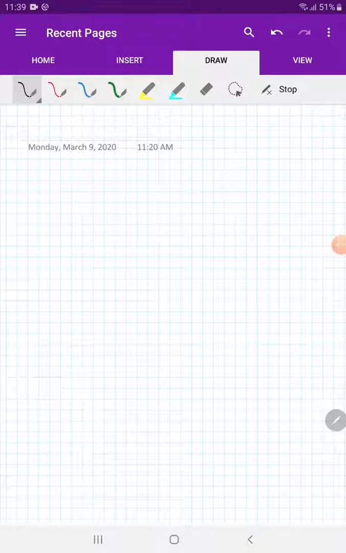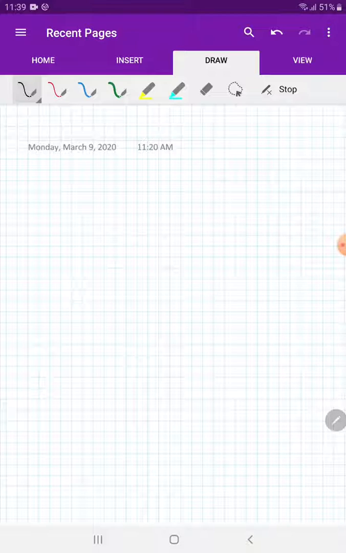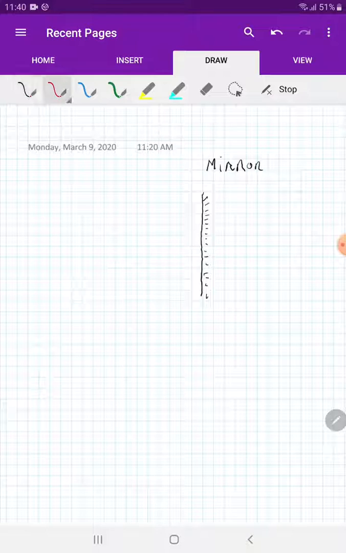Good morning everybody. Today I'm going to show you how you have to construct rays of light in front of a mirror. So we have here a mirror. Then we draw an incident ray that's coming in. Now the first thing is what we have to do.